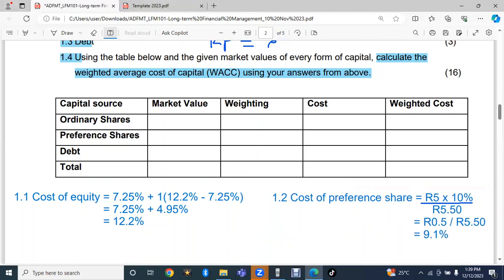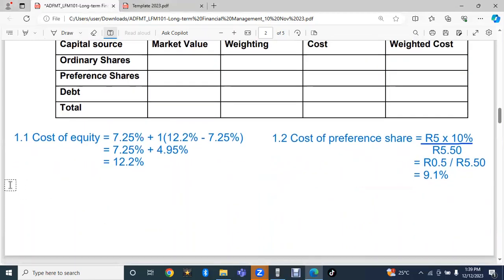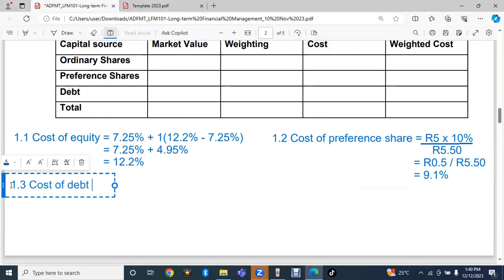And then for 1.3, we are required to calculate the cost of debt. The formula here to get the cost of debt, denoted by KD, is you take your interest rate before tax and multiply by 1 minus tax. T represents the tax rate, and I represents the interest rate before tax.